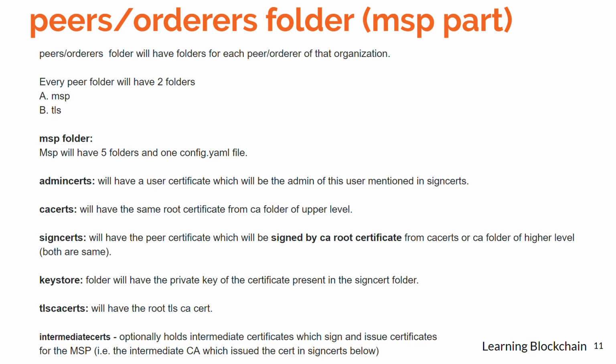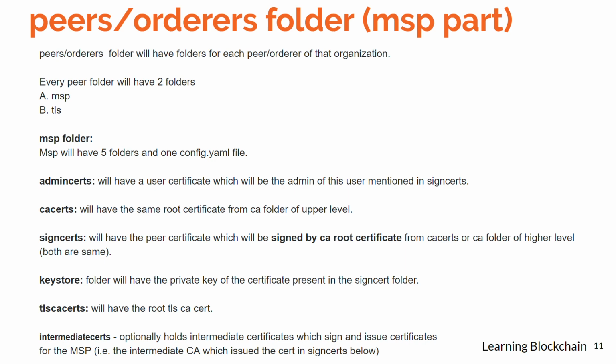Next is the sign cert. As I have already told, the sign cert will have the peer certificate. Each peer needs to have one certificate which is signed by the CA root certificate. And again remember, these certificates are the public key, and the public key is used for the verification method. So whenever the CA issues a public key or certificate, it is present inside the sign cert, it is peer specific, and its admin cert is present inside the admin cert folder.